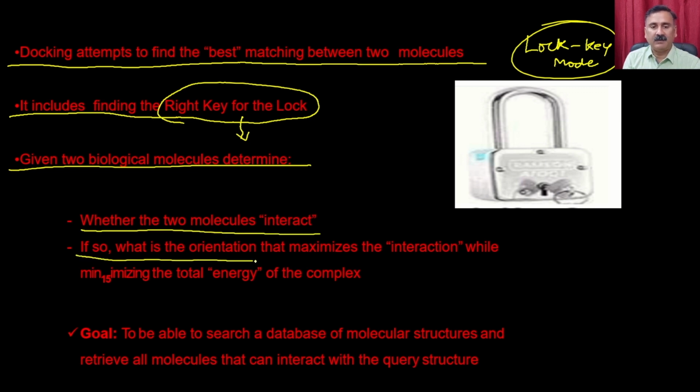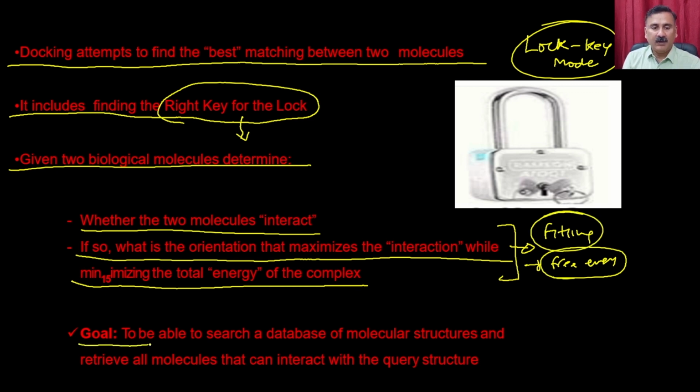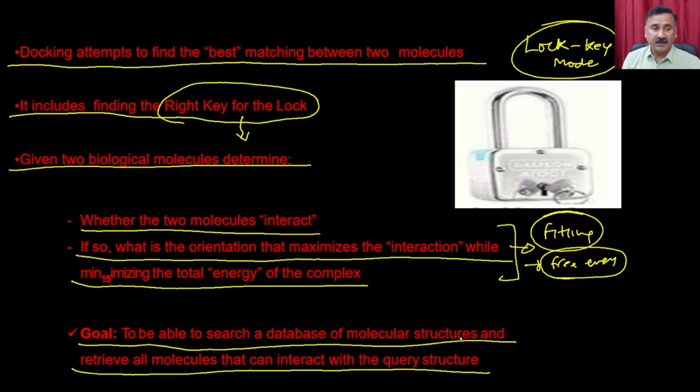If so, what is the orientation that maximizes the interaction while minimizing the total energy of the complex? Because these are the two important parameters: one, fitting, and the second is the free energy. So it should have the total free energy of the molecule lower, and it should have the best fitting. And the goal is to be able to search a database of molecular structures and retrieve all structures that can interact with the query structures.